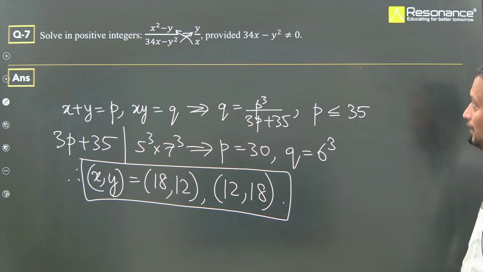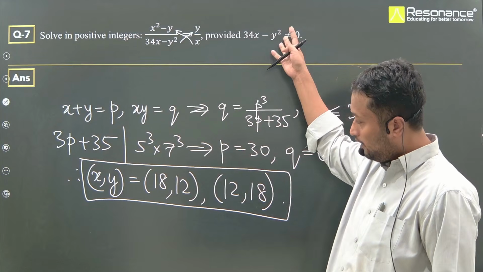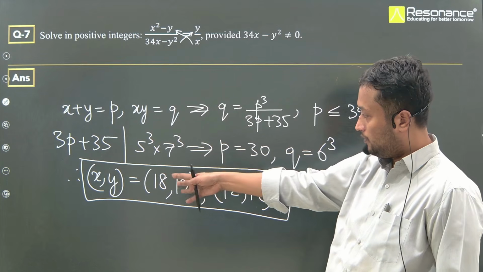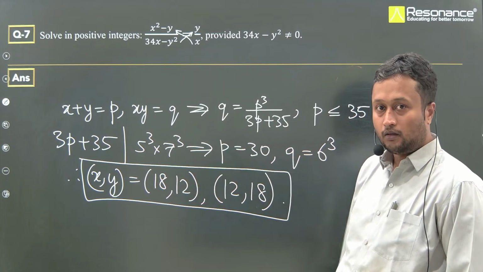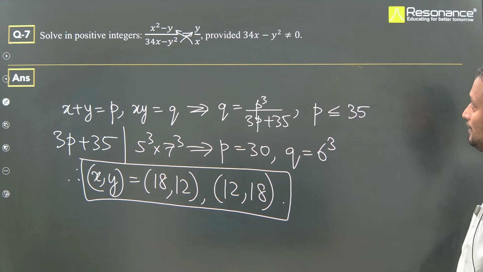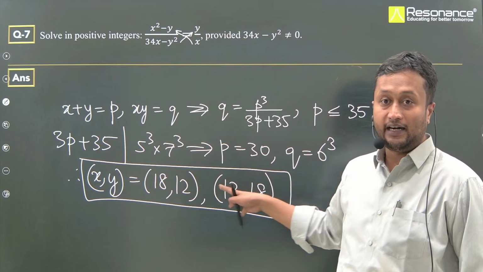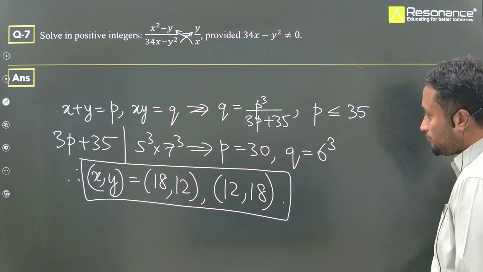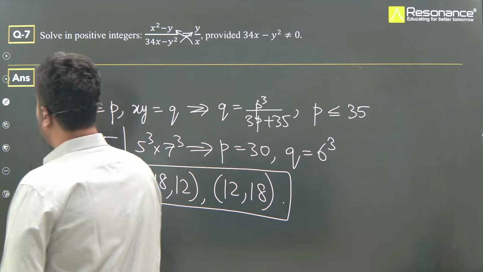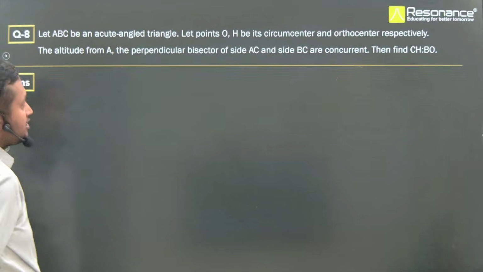Okay. And by the way, 34 times x is not equal to y square, right? I mean, basically there is a 17 over there. There is no 17 on the other side. Okay, good. So let's go to the last question now.